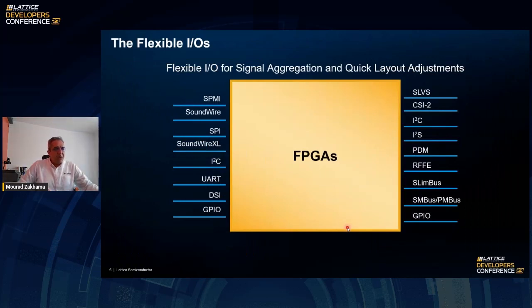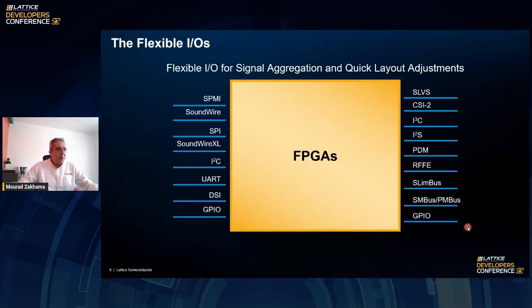So one of the main advantages of FPGAs is their I/O flexibility. All the standards that we see in this slide, whether it's SoundWire, SPI, I2C, UART, DSI, PDM, they could all be implemented within the FPGA or could be interfacing to the FPGA, and almost any pin in the FPGA can be configured to support any of these standards.